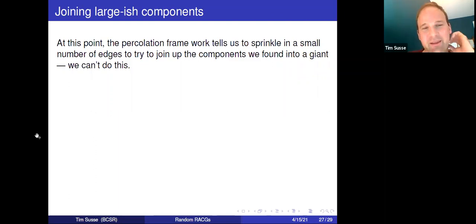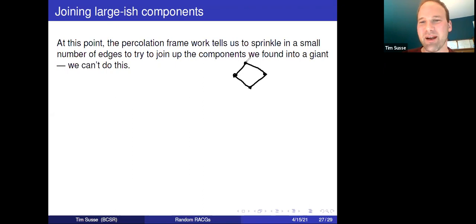At this point, the standard percolation framework would tell us to do a little bait and switch. We say, well, we didn't give you all of the edges. We reserved a couple of them, and now we'll sprinkle them on and try to join up components. We'd try to show that sprinkling edges into gamma has the effect of joining up these largish components in the square graph. But we can't do that, and it's our insistence on being induced that is the problem.